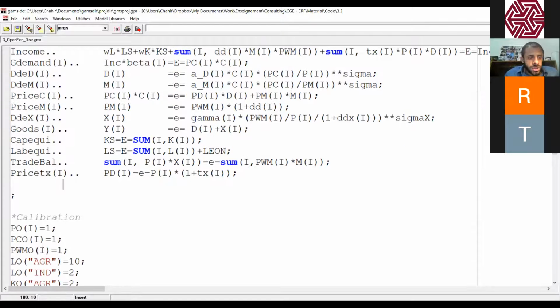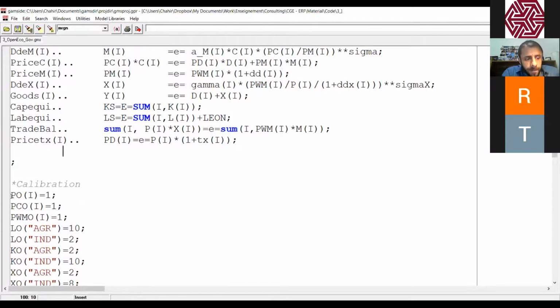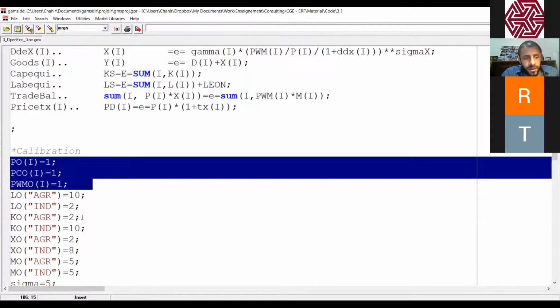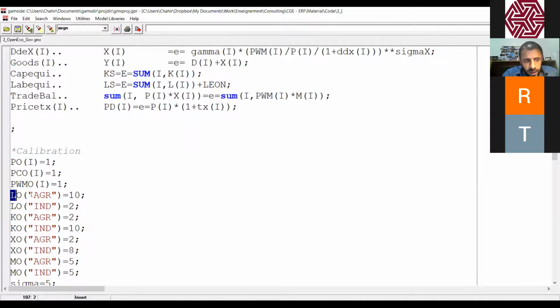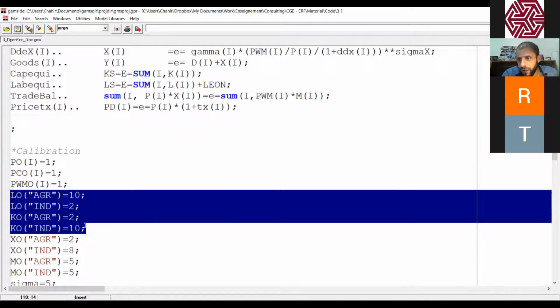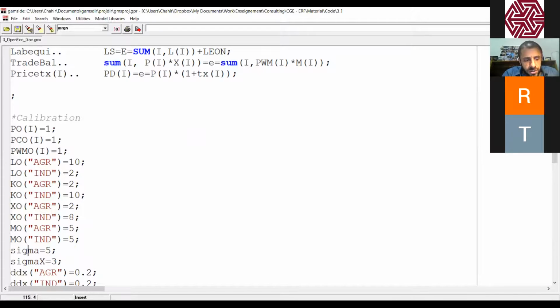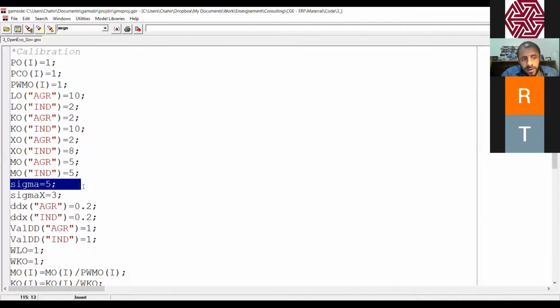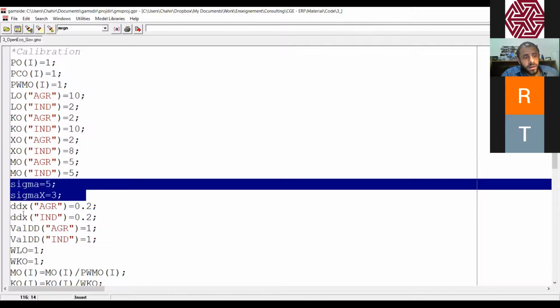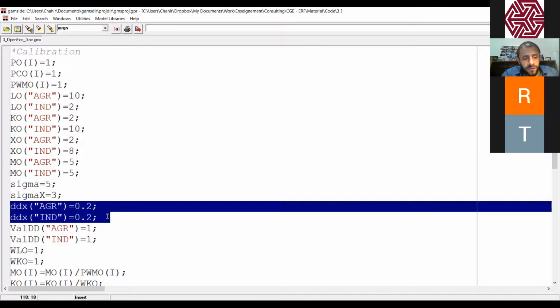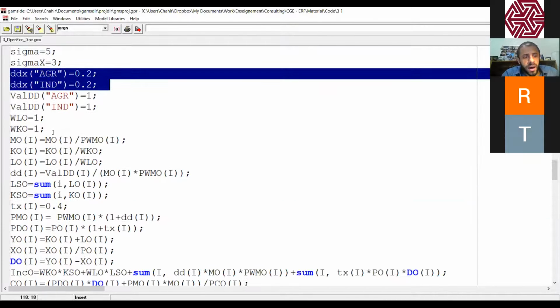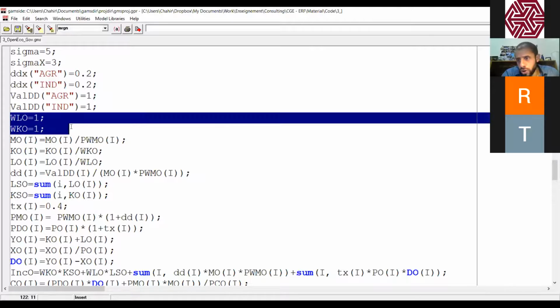So for the calibration, we'll assume that some prices are normalized to 1. These data, they come from the social accounting matrix. They are again fictitious data, okay? Then we have the 2 elasticity of substitutions that are taken from the literature. Those are the tariffs, right? 0.2, so tariffs are of 20%. And then we normalize the prices of factors of production to 1 because this will not alter the model.